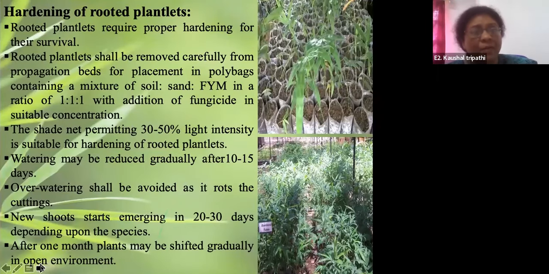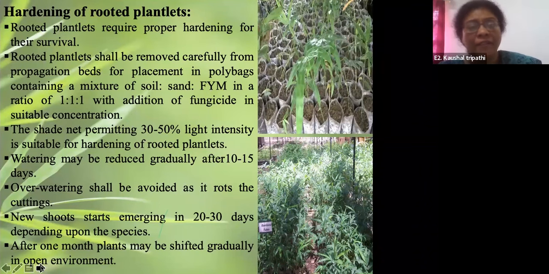After the plants have been produced, hardening of the rooted plant is very much required. If we do the hardening, survival will be more. For that, these rooted plantlets are removed carefully from the propagation bed and placed in polybags containing a mixture of soil, sand, and farmyard manure in a ratio of 1:1:1, with addition of fungicide in suitable concentration. And then we place these polybags under shade houses having 32 to 50% light intensity. Shade is there, and watering.